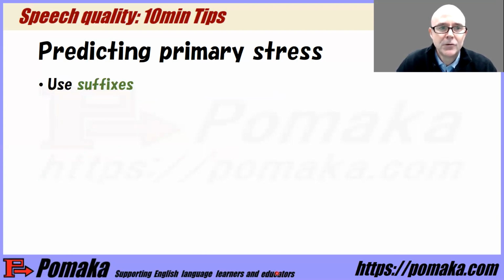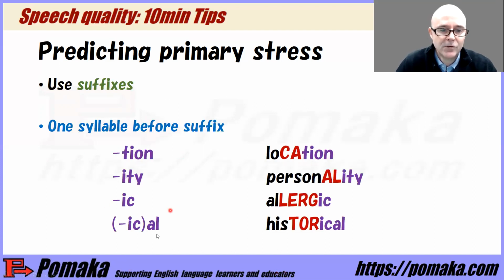We can also use suffixes to guess the primary stress in a word. Do you know what suffixes are? They are the endings we often find on longer words. Here are some examples of suffixes. With these suffixes, the primary stress is usually on the syllable before the suffix. For example, location, personality, allergic, historical.